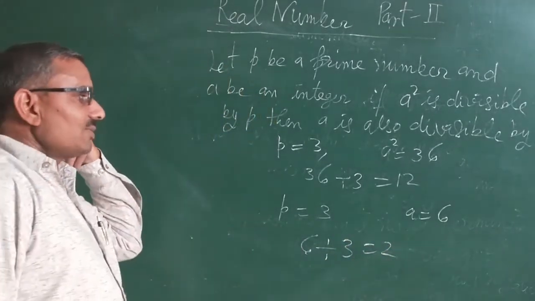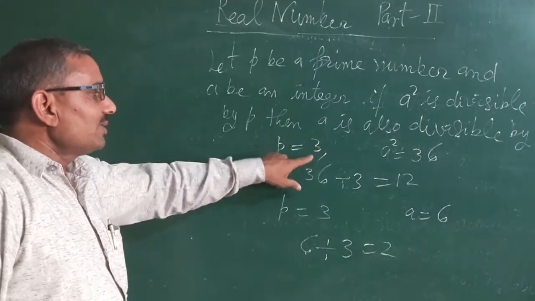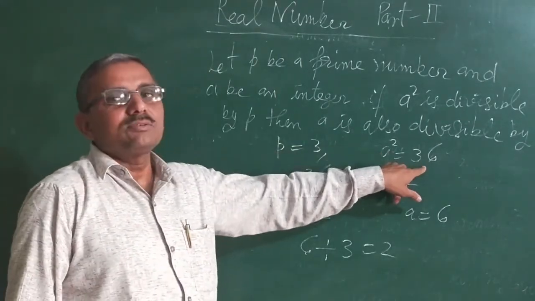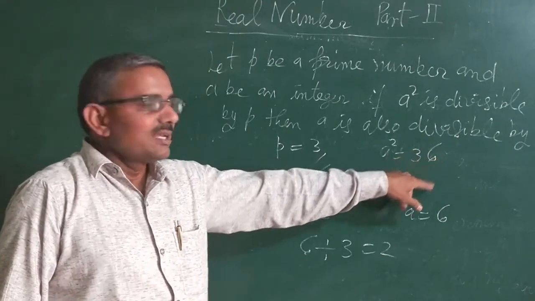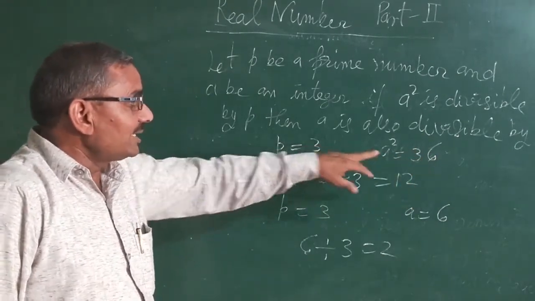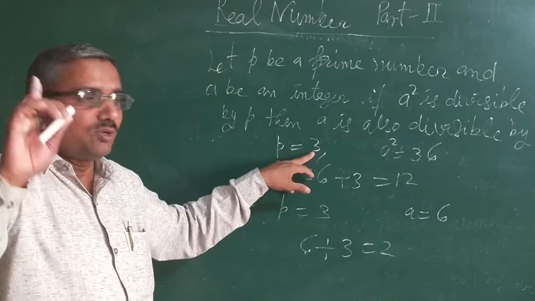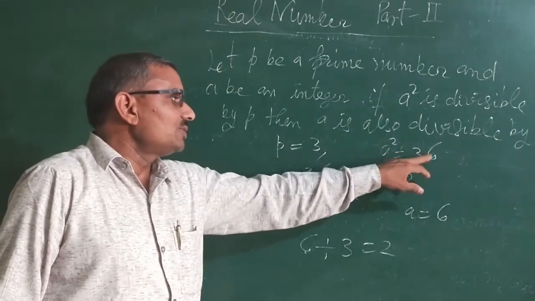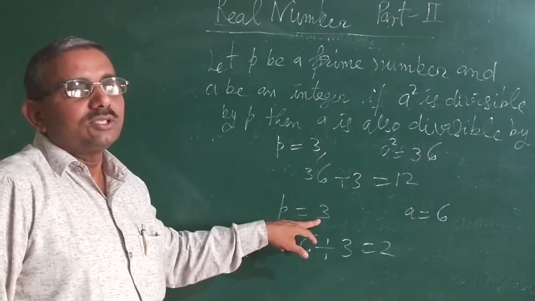Here we can observe that p is a prime number and a square is divisible by p. I have taken 36. If 36 is divisible by 3, then the square root of this 36 is also divisible by 3.